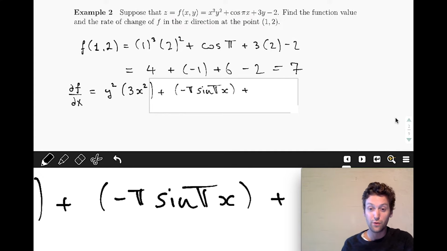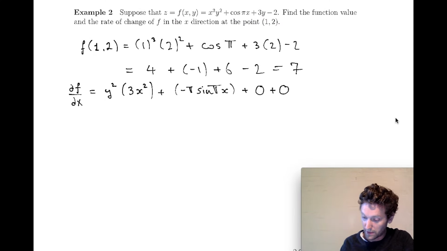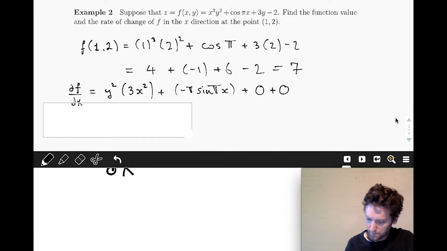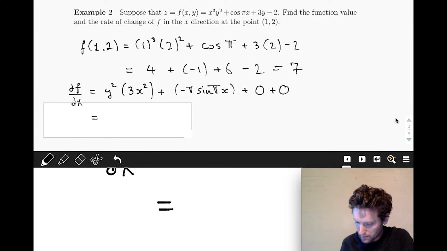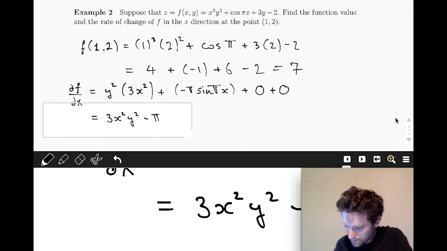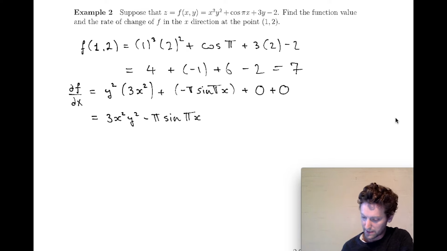The next piece is plus 3y. That's a function only of y. The derivative of that with respect to x will treat y like it's a constant. So the derivative of a constant is 0. And again, the last piece, minus 2, is also a constant. So the derivative of that will be 0. So what are we left with here? We've got 3x squared y squared minus pi sine pi x, and that's our partial derivative of f with respect to x.